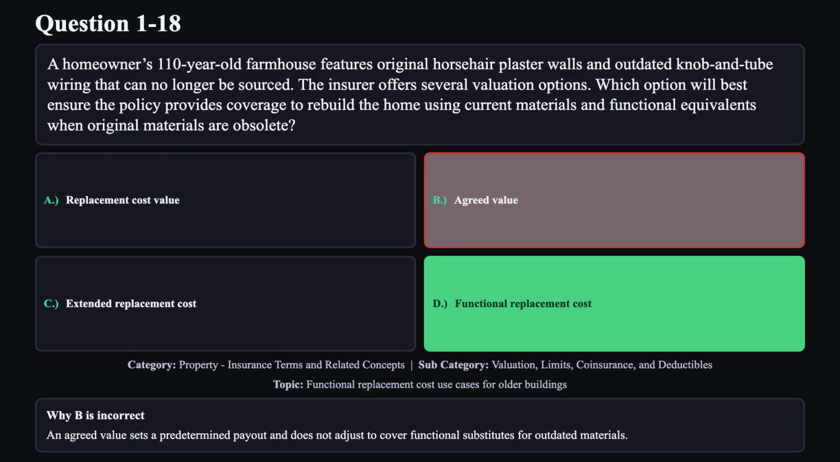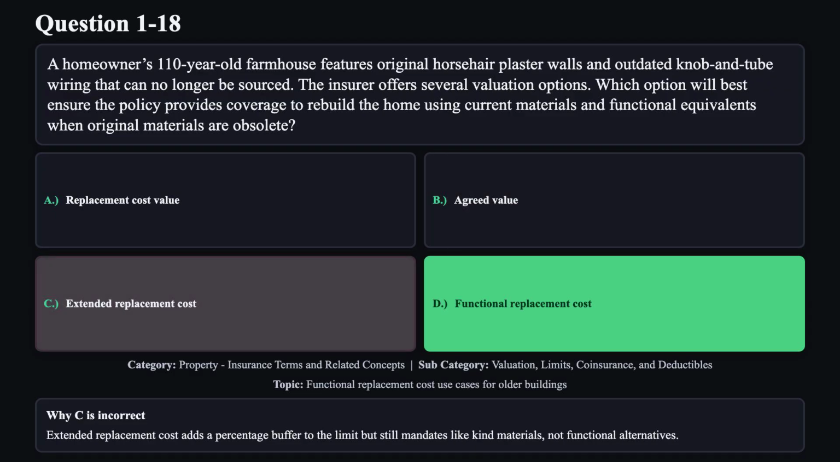Reason B is not correct. An agreed value sets a predetermined payout and does not adjust to cover functional substitutes for outdated materials. Reason C is not correct. Extended replacement cost adds a percentage buffer to the limit, but still mandates like kind materials, not functional alternatives.